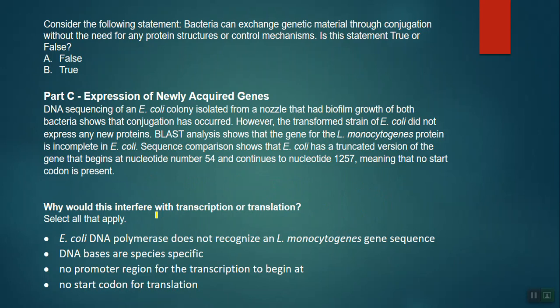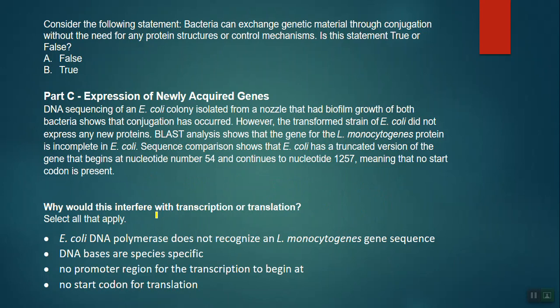All right, so consider the following statement. There is a little blurb that you would need to read that comes above this, but I didn't read it. I'm not reading it now. Consider the following statement: bacteria can exchange genetic material through conjugation without the need for any protein structures or control mechanisms. Is this statement true or false?